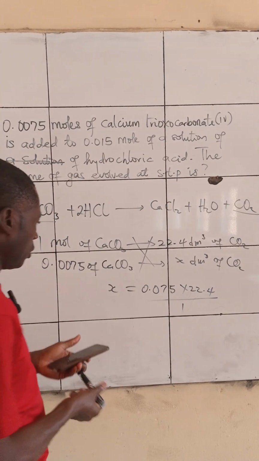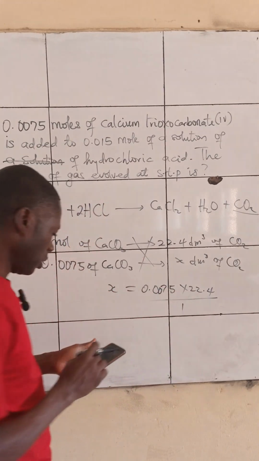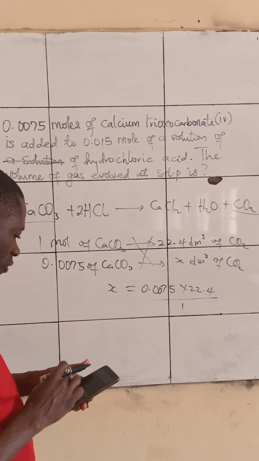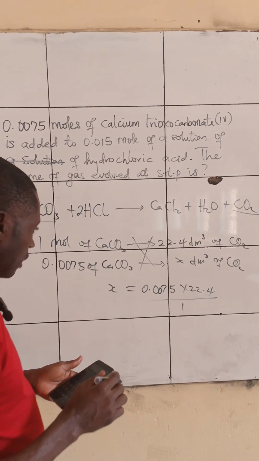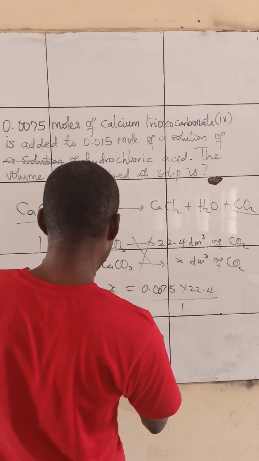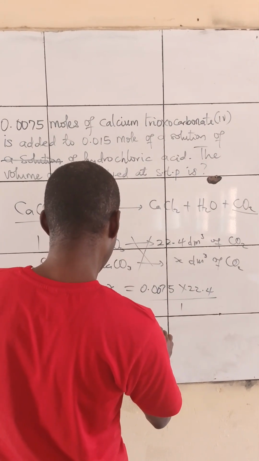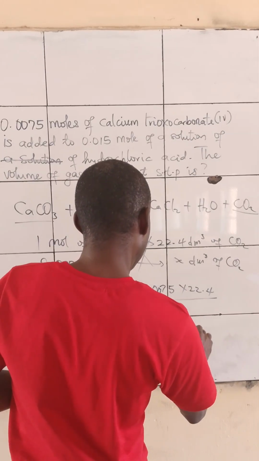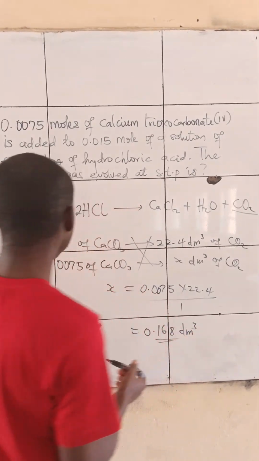I beg your pardon, there's an error there. That should be 0.0075, another zero there. So punch now: 0.0075 times 22.4 divided by 1. That gives you what? 0.168 dm cube.